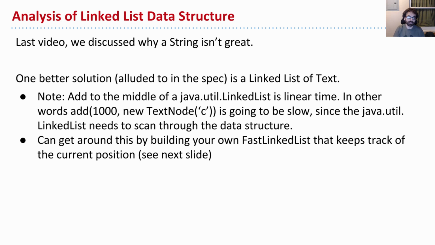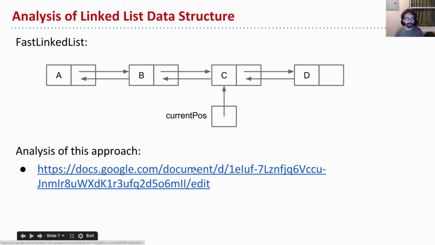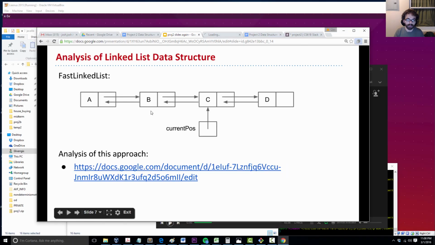The normal way, and the way all of us who did the project did it, was to build our own fast linked list that keeps track of the current position. What does that mean? Unlike a normal doubly linked list where you might keep a front and a back pointer, instead we keep a current position pointer. If I want to add a character, I'll insert it here in between C and D. And if I have a backspace, I'll remove this node, and that should be relatively quick. Now this isn't the whole thing. I'm not showing the sentinel nodes, but I'm omitting them just for graphical simplicity.